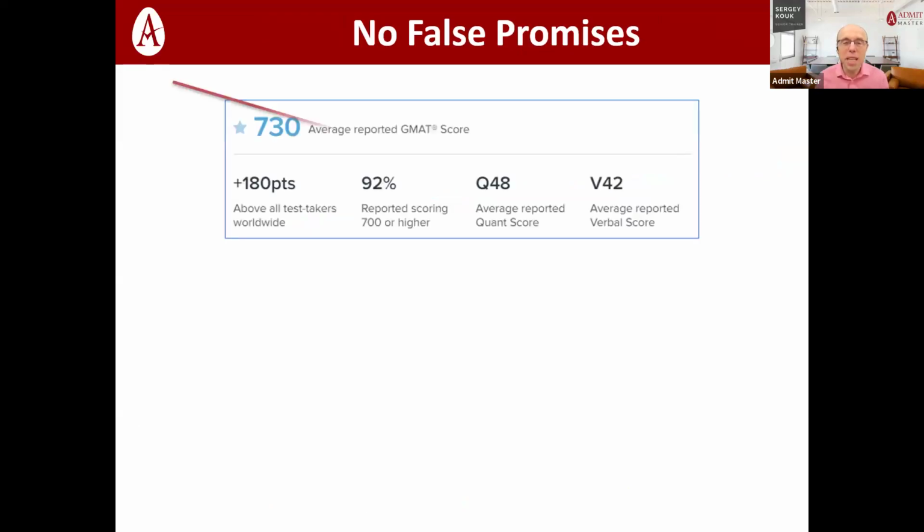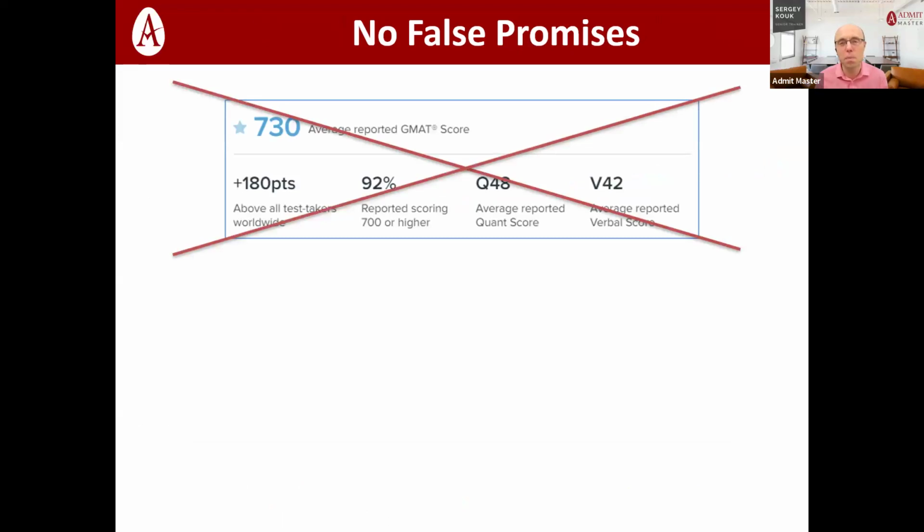And please take everything you see online with a big pinch of salt. If anybody promises you online that you can get a score of 730 very easily, I know there's one company that does that. They advertise that the average score of people who read their book or go through their self-study program is 730. That's just impossible. It statistically can't really work.